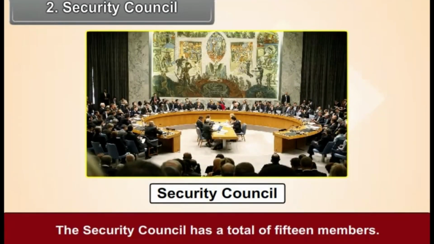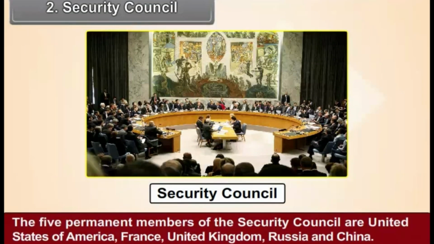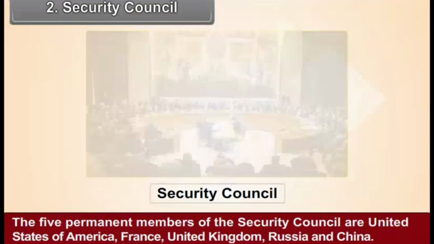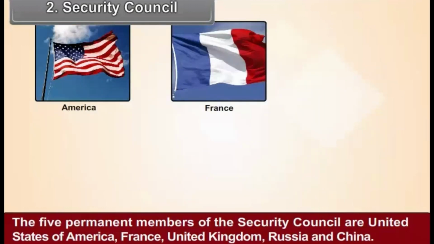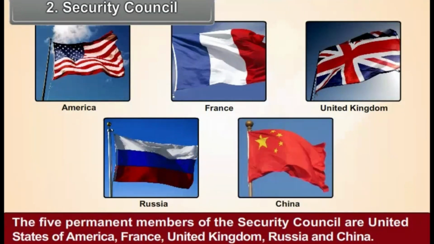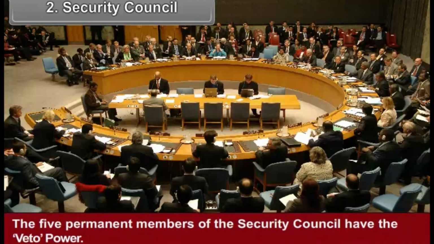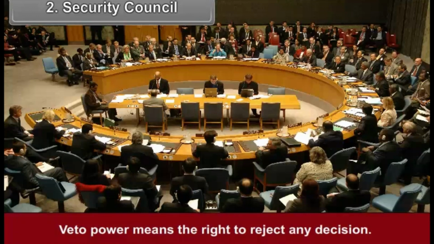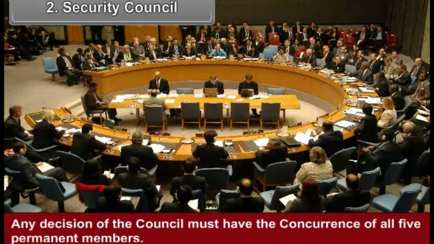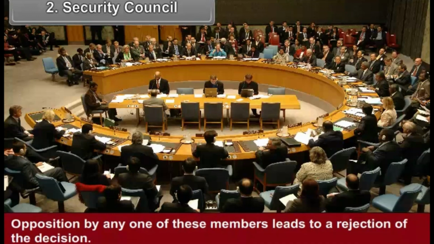Security Council. Structure. The Security Council has a total of 15 members. The 5 permanent members of the Security Council are United States of America, France, United Kingdom, Russia, and China. The remaining 10 non-permanent member countries are elected from among the other member countries for a period of 2 years. The 5 permanent members of the Security Council have the veto power. Veto power means the right to reject any decision. Any decision of the Council must have the concurrence of all 5 permanent members. Opposition by any one of these members leads to a rejection of the decision.